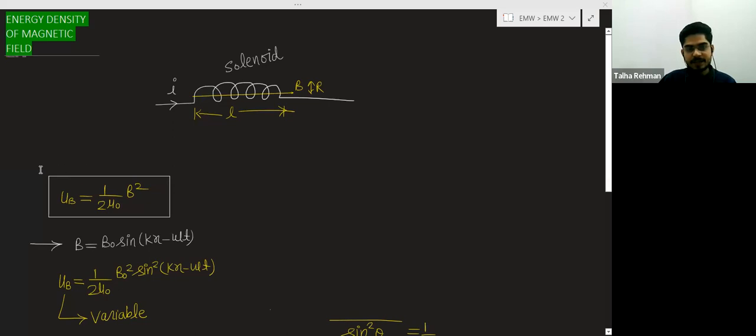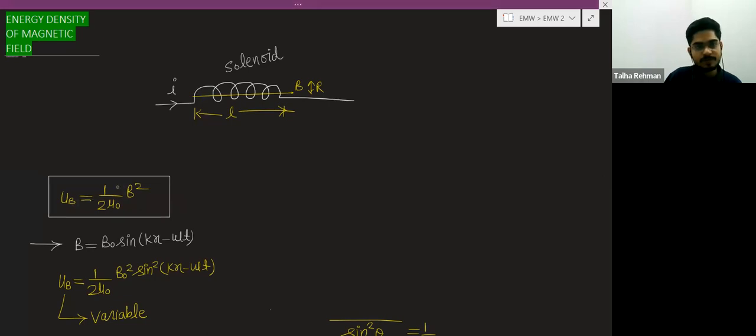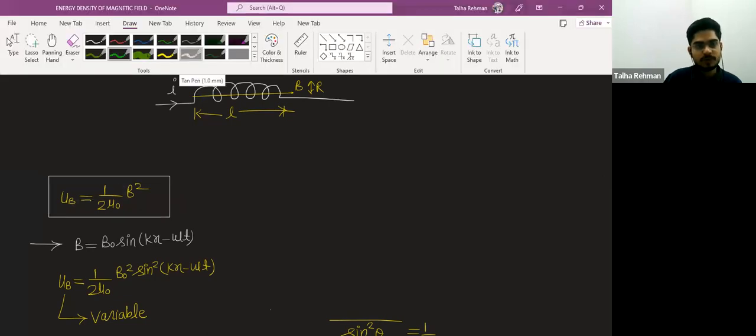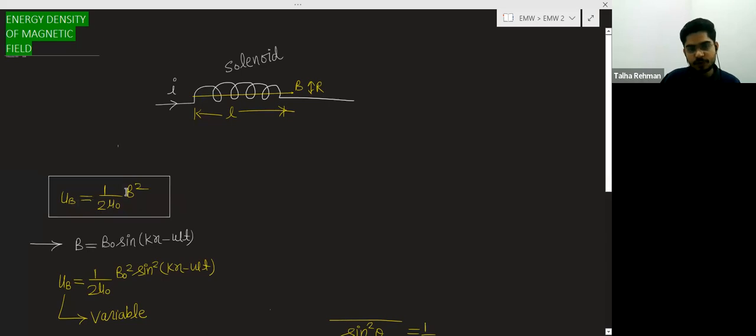Remember, energy density of the magnetic field. This is the energy density of the magnetic field: half into mu naught into B square. What is B? Magnetic field inside the solenoid.